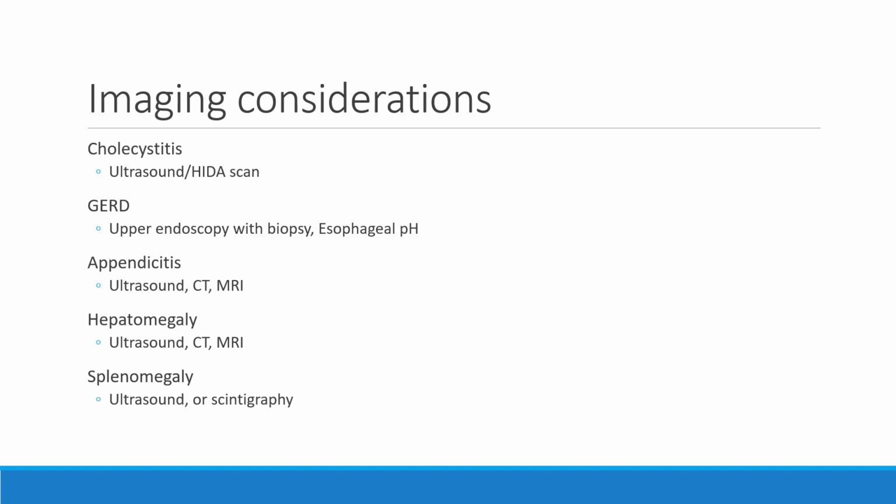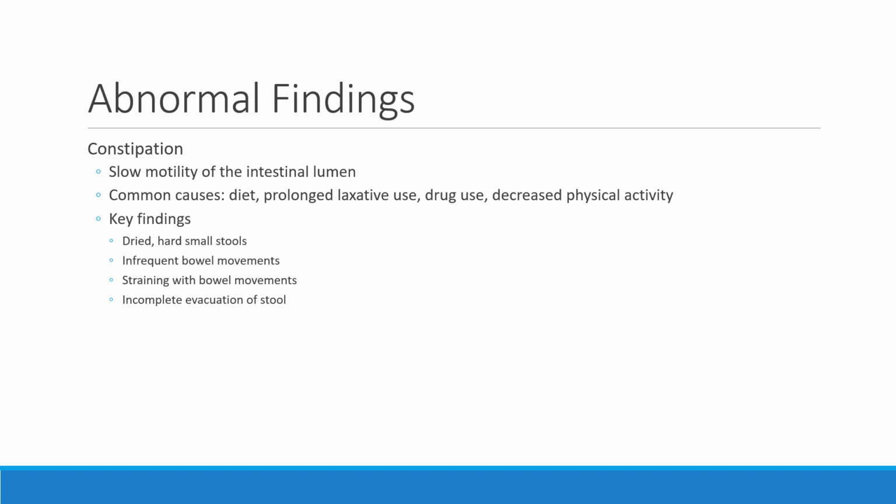Imaging considerations, I did discuss these at different points throughout the exam for some of these diagnoses through this PowerPoint. Cholecystitis or our gallbladder would be ultrasound and possibly a HIDA scan. For gastroesophageal reflux disease, we would want to consider an upper endoscopy with biopsy or esophageal pH. Appendicitis, ultrasound, CT, MRI. Hepatomegaly, ultrasound, CT, MRI. Splenomegaly, ultrasound or scintigraphy. The next portion of the PowerPoint, which is the last portion, is going to be talking about abnormal findings found in the GI and GU systems.